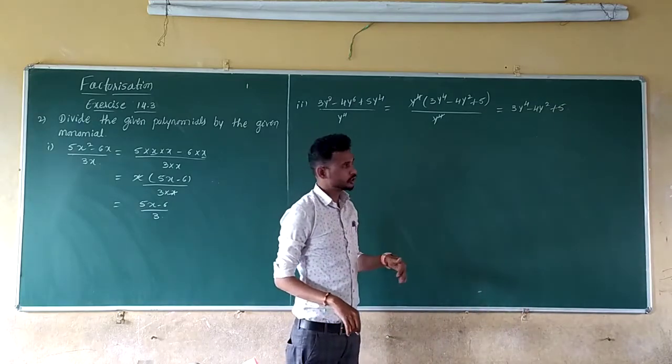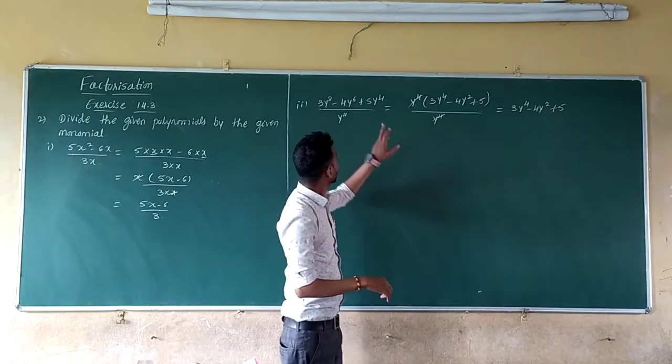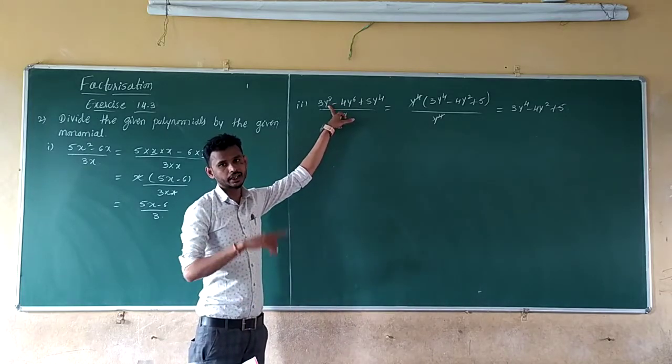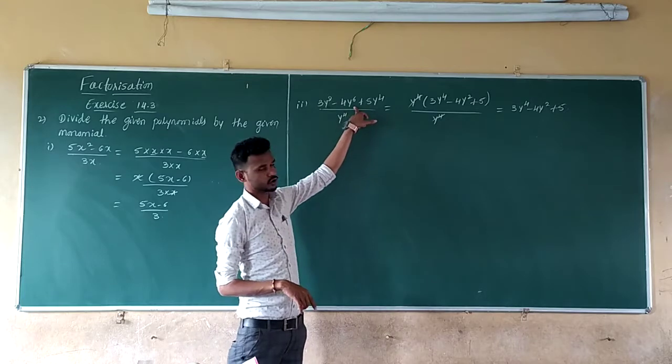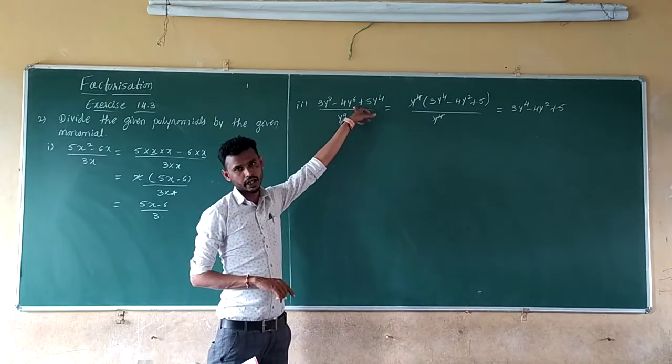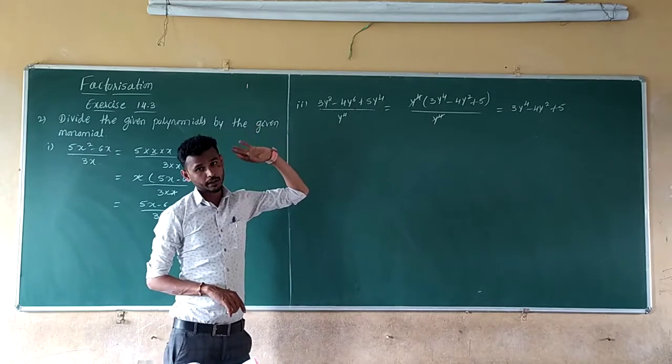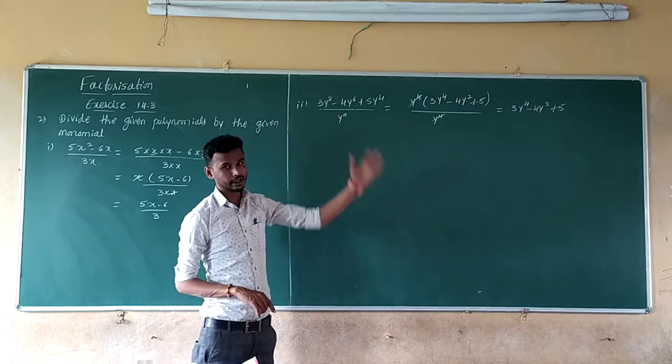If you are confused or not getting it, you can write y raised to 8 as y into y like that 8 times, y raised to 6 as y into y 6 times, and y raised to 4 as y into y 4 times, and take the common, you will get the same thing.